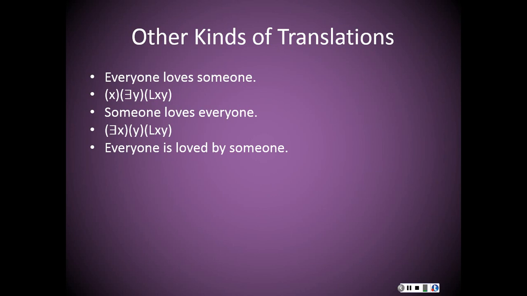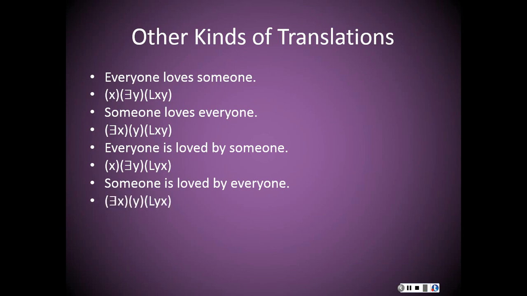How about "everyone is loved by someone"? This goes over into the predicate logic as follows. For any x, there is some y such that y loves x. How about "someone is loved by everyone"? This goes over into the predicate logic as there is some x such that for any y, y loves x. That is, there is some person such that for any person, that person loves that person. Someone is loved by everyone.